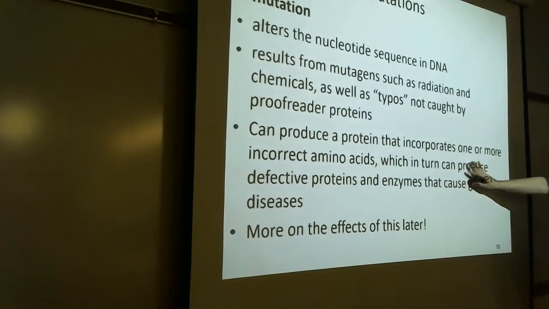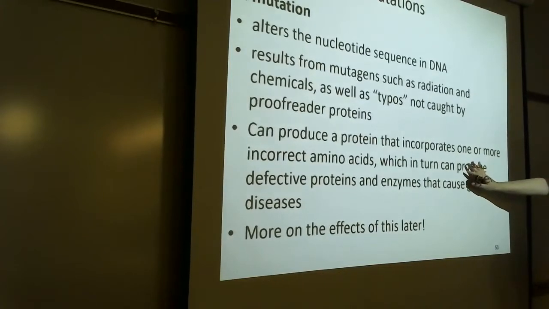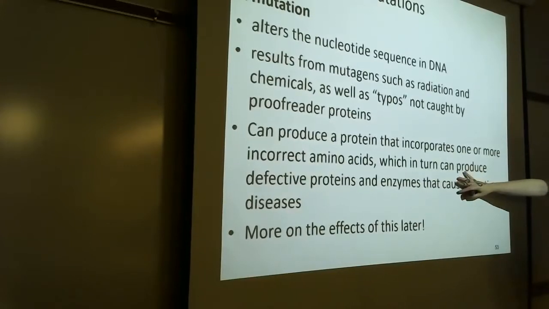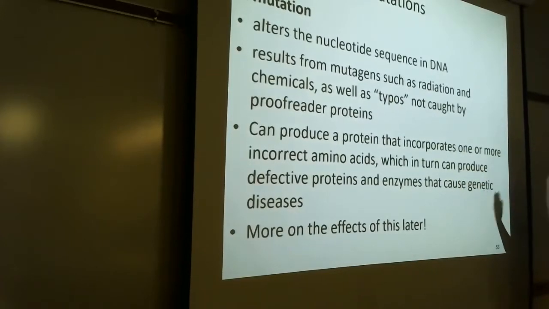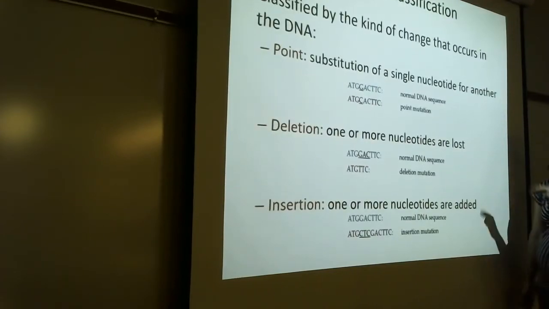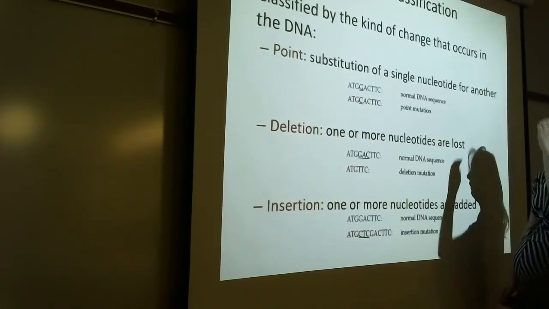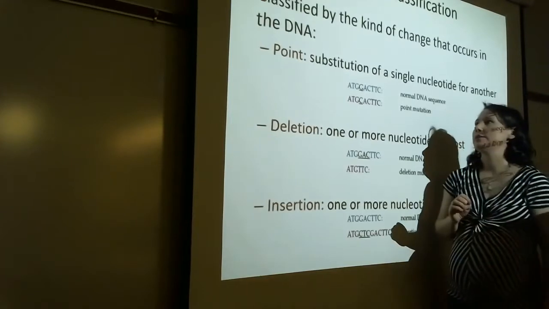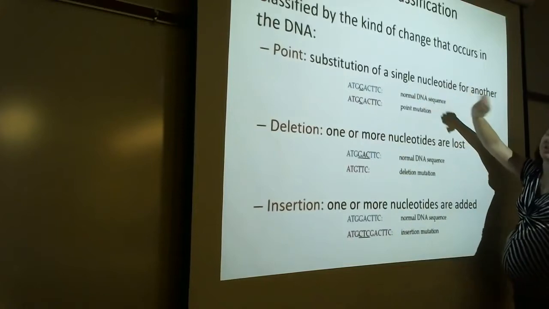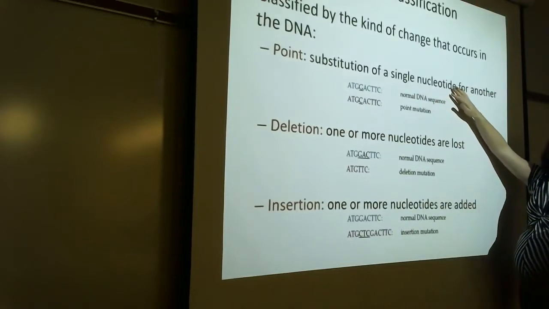Sometimes that protein is better as a result. Sometimes it's totally garbage as a result. So you can't just say all mutations are bad, right? That's the thing that I want you to think about. And there are 3 types of mutations that we're going to talk about in this class as an elementary biochem class. A point mutation is where you put just a single wrong base in.